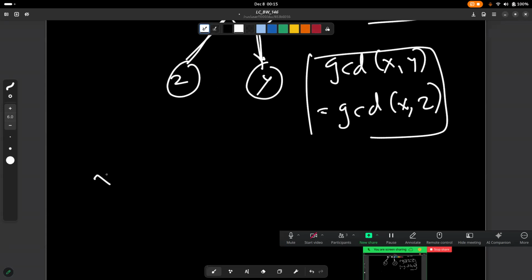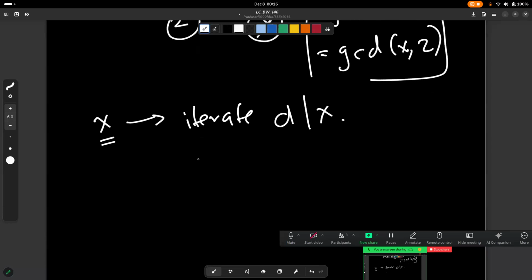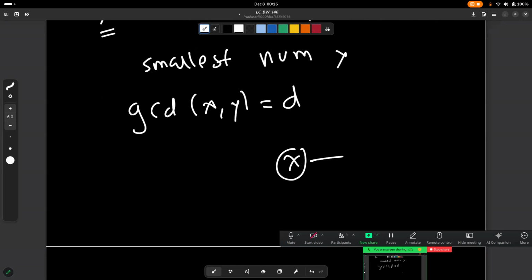Okay. What you can do is, you can fix an x, you can iterate over all its divisors D such that D divides x. And what you can try to do is, you can try to find the smallest multiple of D, or basically the smallest number, such that the GCD of x and y is equal to D, and try to add an edge between x and y.